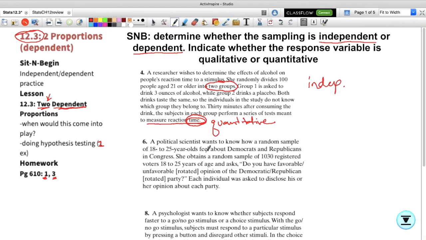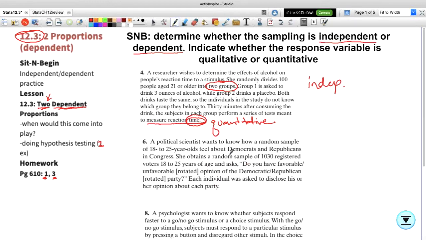Okay. Next problem. A political scientist wants to know how a random sample of 18 to 25-year-olds feel about Democrats and Republicans in Congress. She obtains a sample of 1,030 registered voters 18 to 25 years old and asks, do you have a favorable or unfavorable opinion of the Democratic or Republican Party? Each individual was asked to disclose his or her opinion about each party.